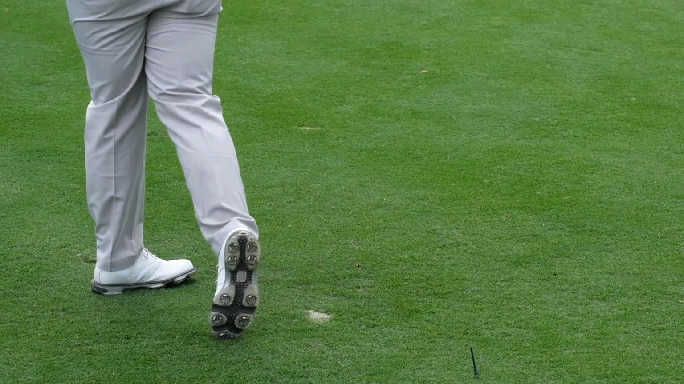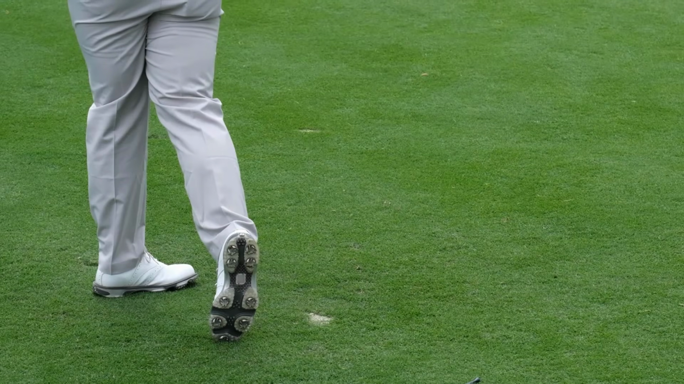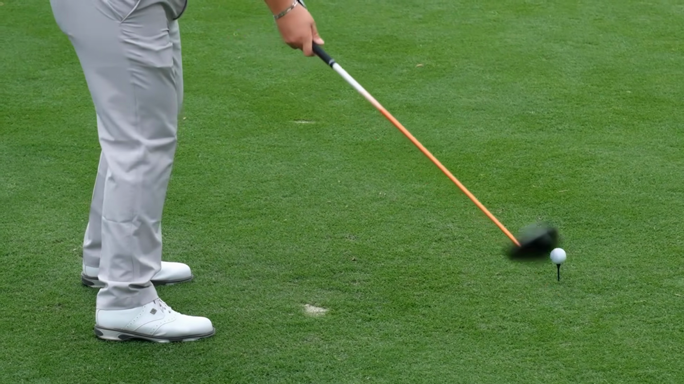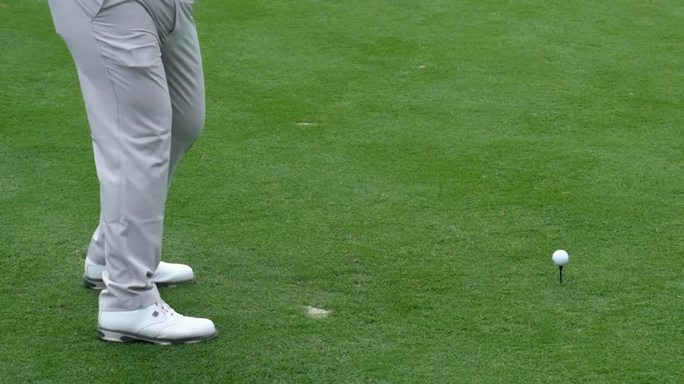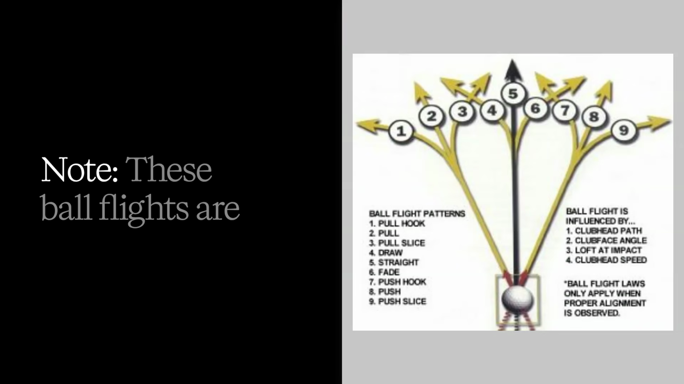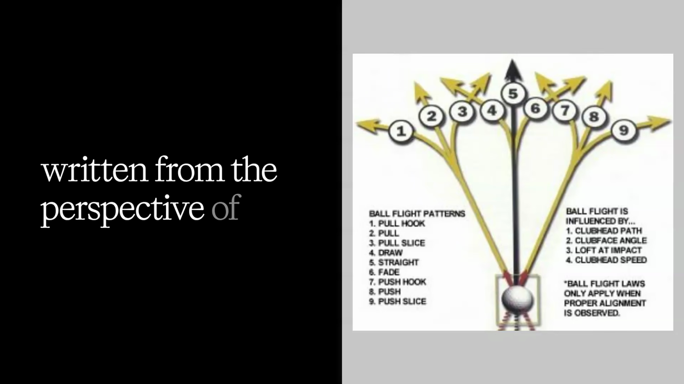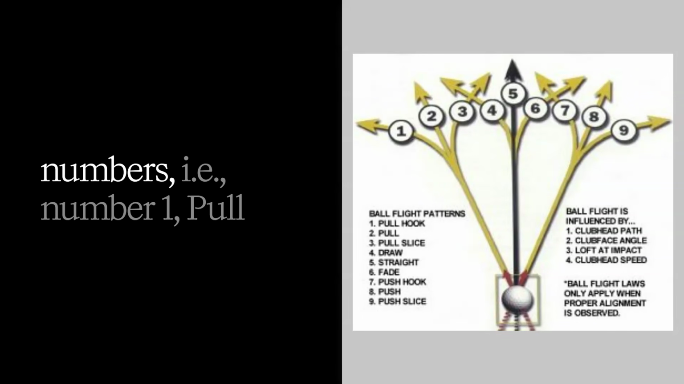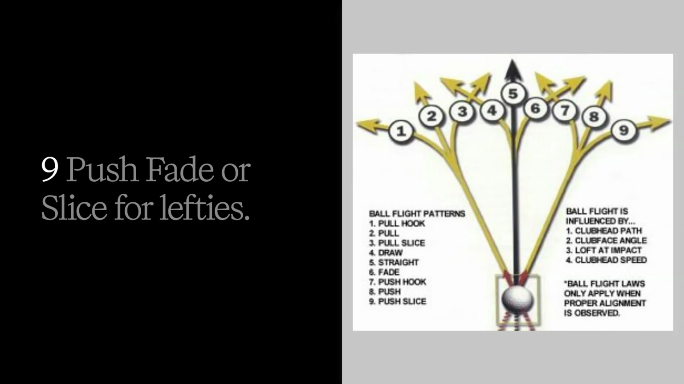If you hit a bad shot, don't look away. Watch it. Then identify the initial path and which way the ball turns. Then you can use the ball flight laws to make the necessary adjustments. Note, these ball flights are written from the perspective of a right-handed golfer. For lefties, simply reverse the numbers, i.e. number 1, pull hook for righties becomes number 9, push, fade, or slice for lefties.